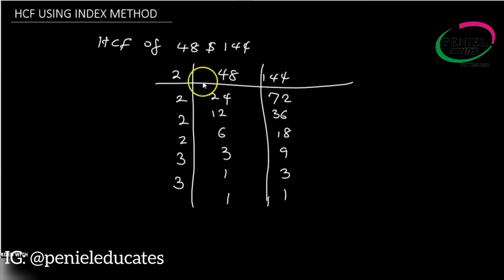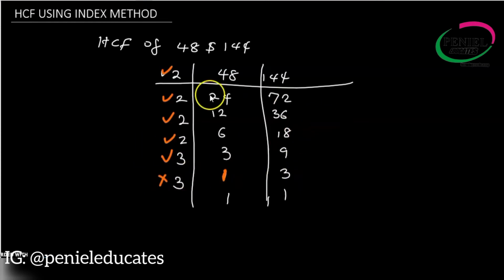This one divides both of them. This one also divides both of them. This one divides both of them. This one divides both of them. This one also divides both of them. But here, this one just divides one of them alone. So this one cannot be part of it.